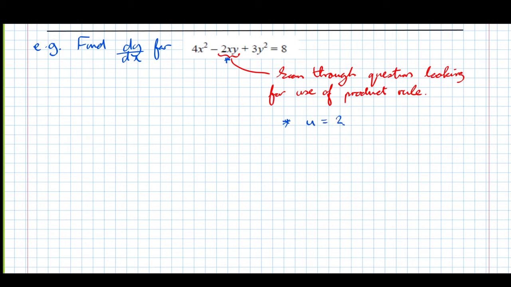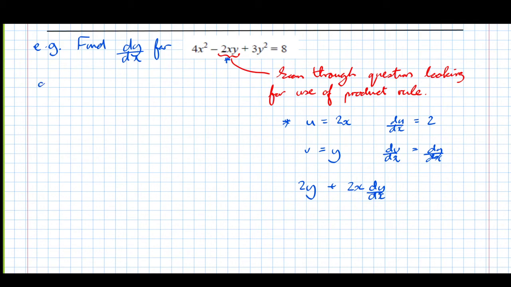So u equals 2x, which means that du by dx equals 2, and v equals y, which means that dv by dx equals 1 dy by dx. And notice I'm keeping the negative sign out of this for now. I'm just going to take whatever my answer is. So the differential is v u dash plus u v dash, which was dy by dx. So there's my differential. And as I say, I keep that to the side so as to not break the flow of what I'm trying to do.